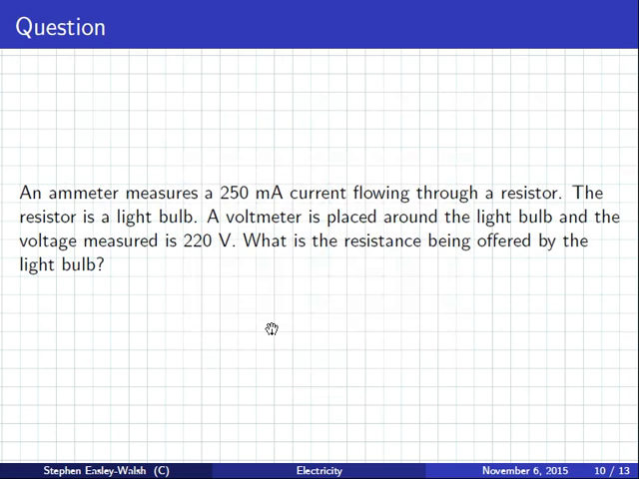Okay. So let's have a look at our first example. An ammeter measures 250 milliamps when a current flows through a resistor. The resistor is a light bulb, so something like that. The voltmeter is placed around the light bulb and the voltage measured is 220 volts. What is the resistance offered by the light bulb? Okay, so I think you can do this easily. Having a look at the triangle I gave you, what do we get for the R, please?